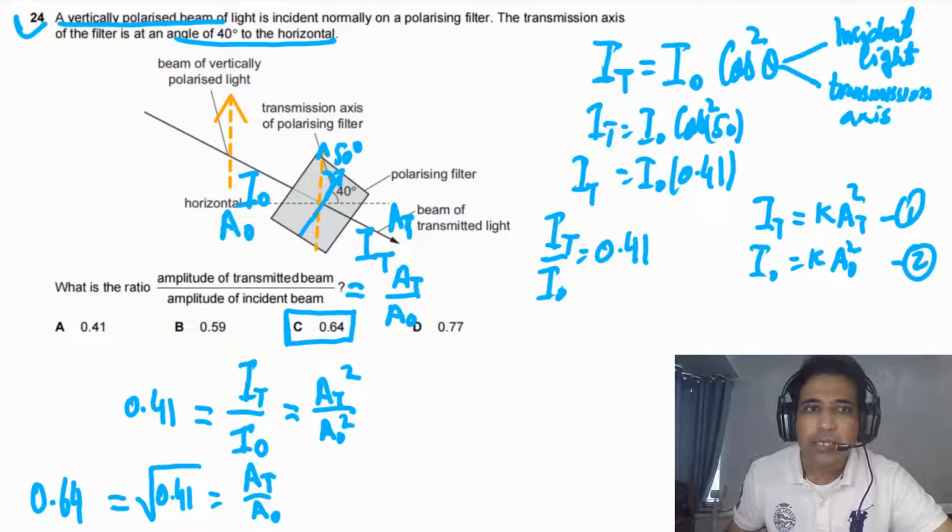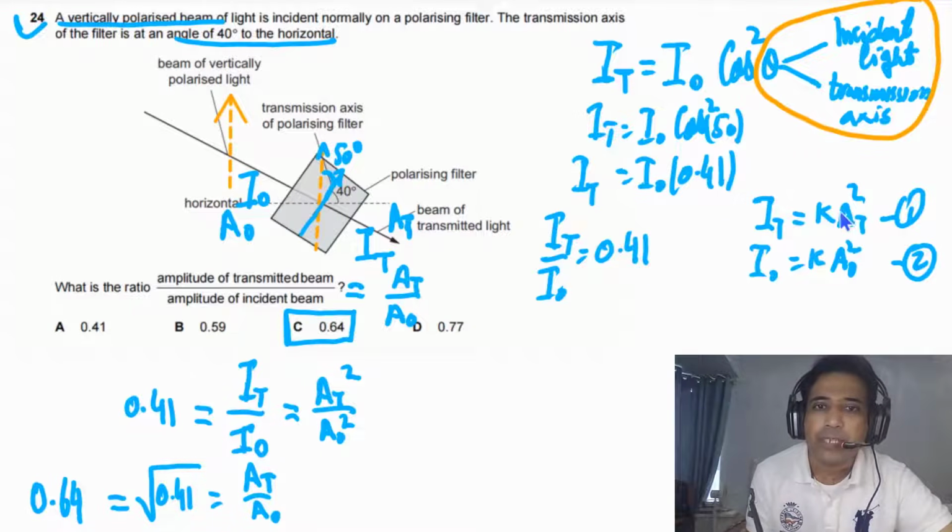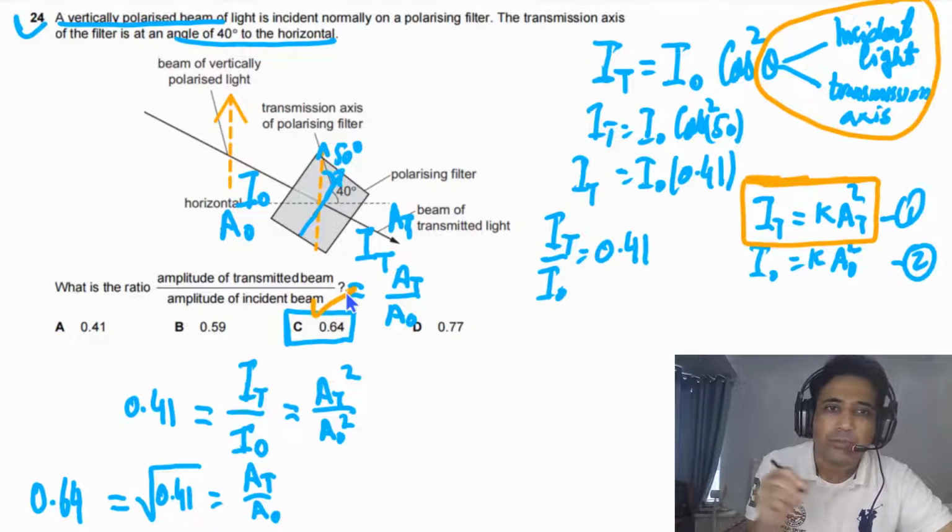So let me highlight the points you need to understand for this question. This is one important point, the angle. You need to understand which angle you have to take when you use Malus's law. And the second thing you need to understand is how IT and AT are linked with each other. If you understand these points, simply you can find the answer.